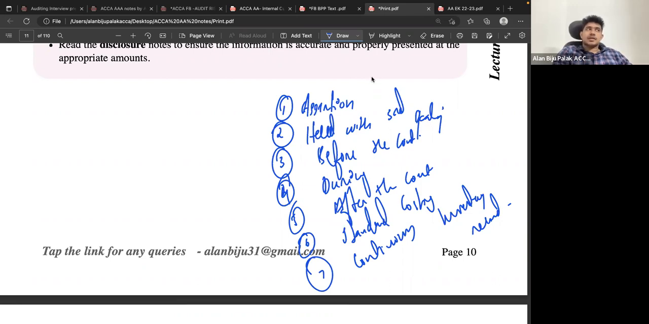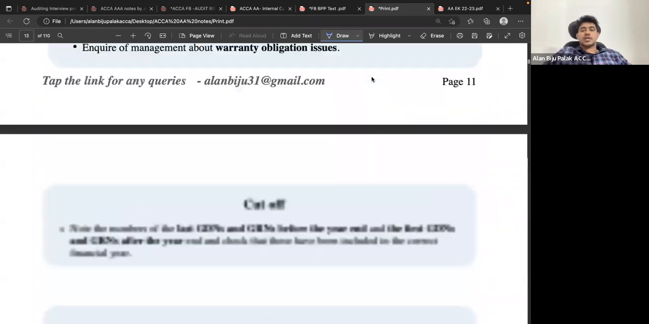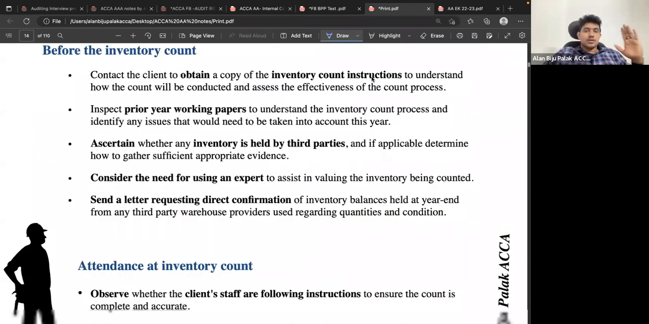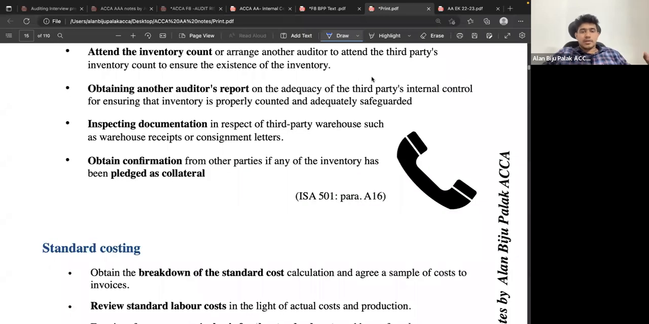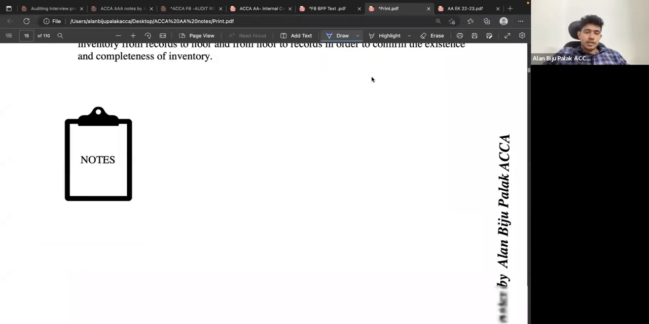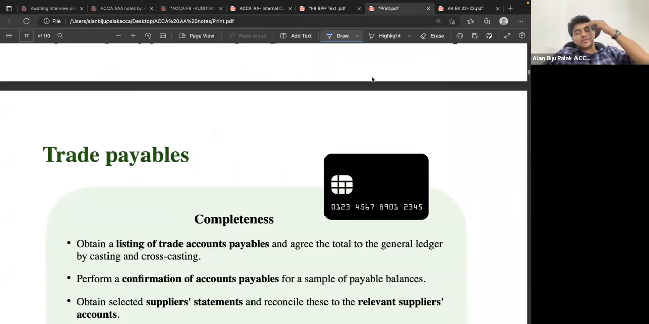Again, if something in the scenario specifies that the company is following continuous inventory count rather than annual inventory count, then the procedure should be written on the basis of inventory valuation when we perform continuous inventory count. So you should provide the points accordingly. So always stick to the scenario as well as the requirement. Clearly understand what is actually being mentioned in the scenario. Then we have already mentioned trade payables. Well, these points are common for both trade payables and purchases.